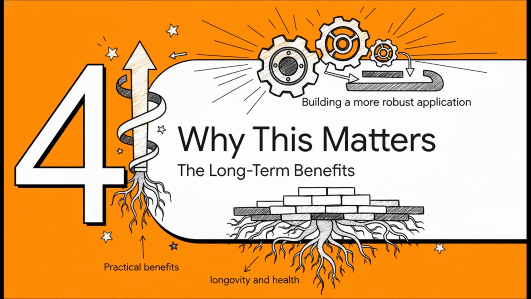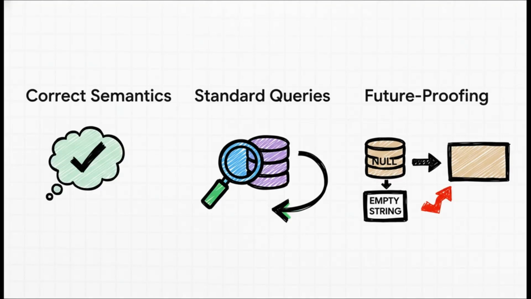So let's zoom out for a second. Why does this really matter in the long run? I promise this isn't just about being a database purist. This has real practical benefits for the health and longevity of your entire project. First off, you get correct data semantics. You're just telling the truth. Null means I don't know or this doesn't apply. An empty string means I know and the value is empty text.